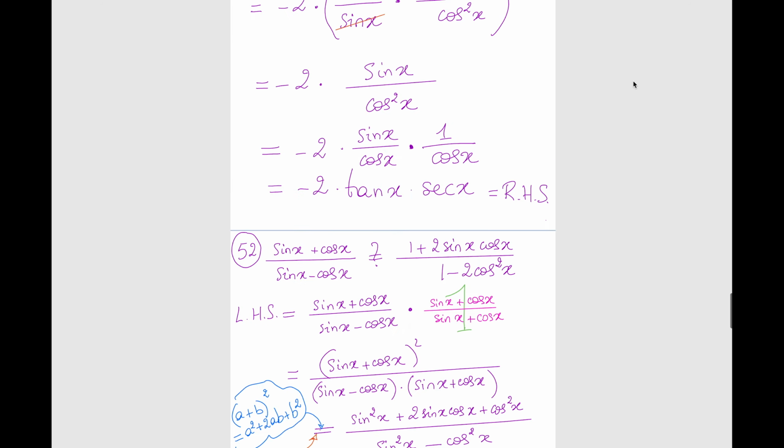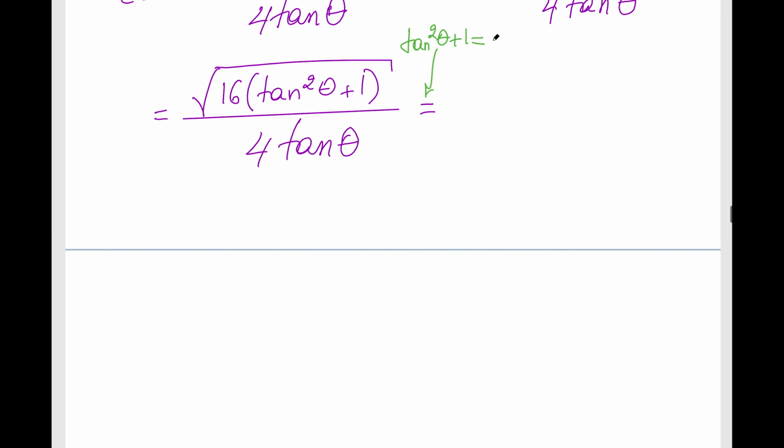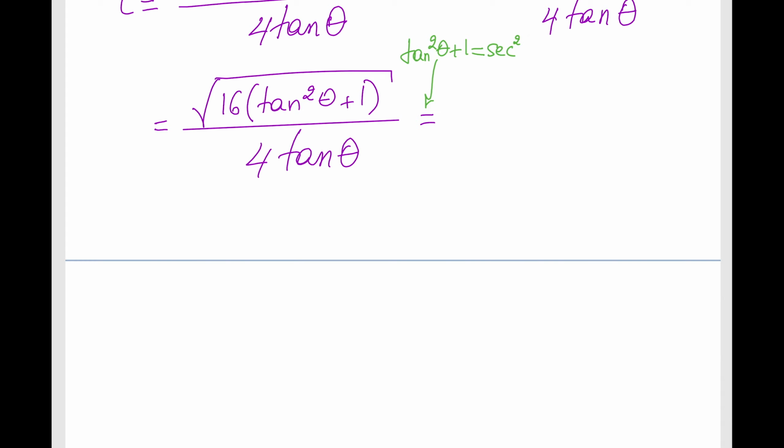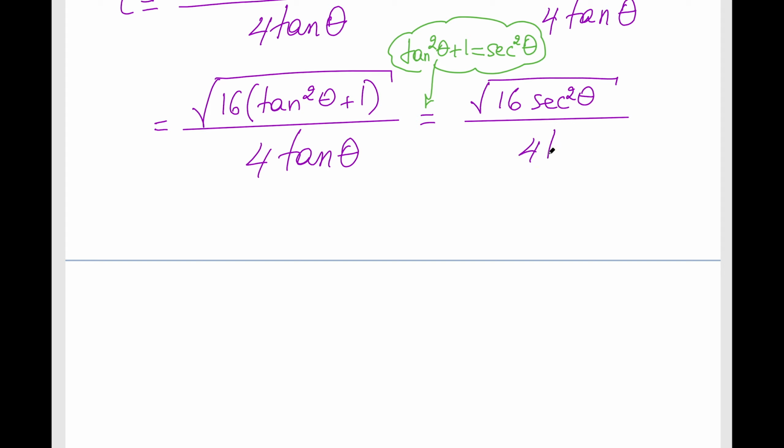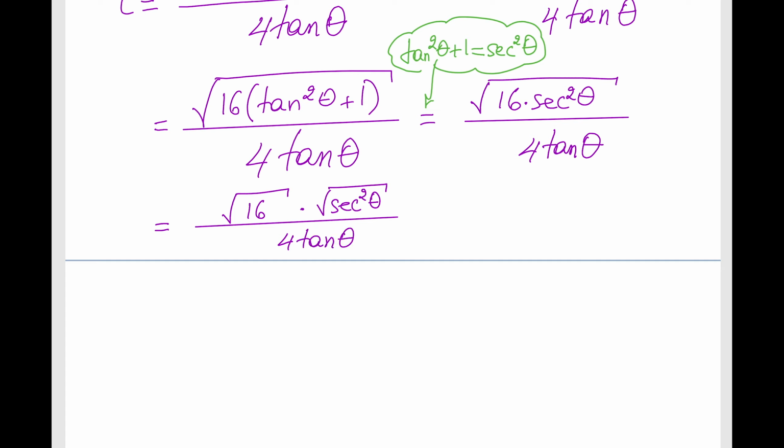Okay? So this is secant squared theta. So let's invoke that in the numerator. And we get that this is the square root of 16 secant squared theta divided by 4 tan theta. Yes? Okay. Well, the square root of a product is the product of the square roots. So you get the square root of 16 times the square root of secant squared theta, divided by 4 tan theta downstairs. Yes? Okay. The square root of 16 is 4.